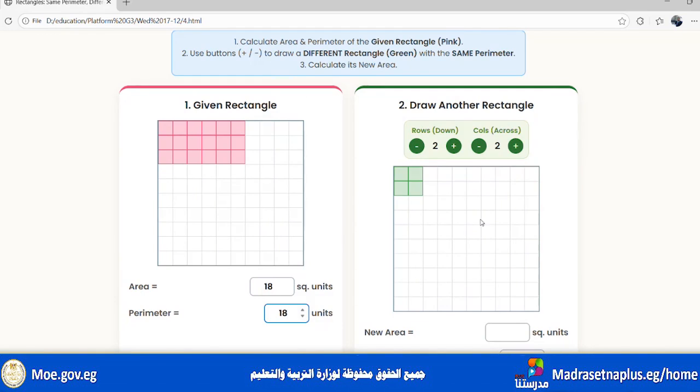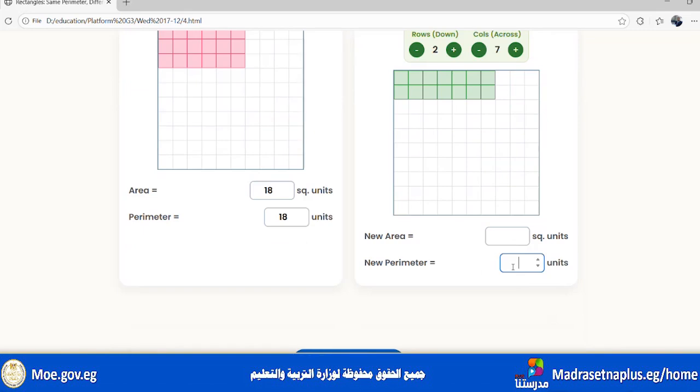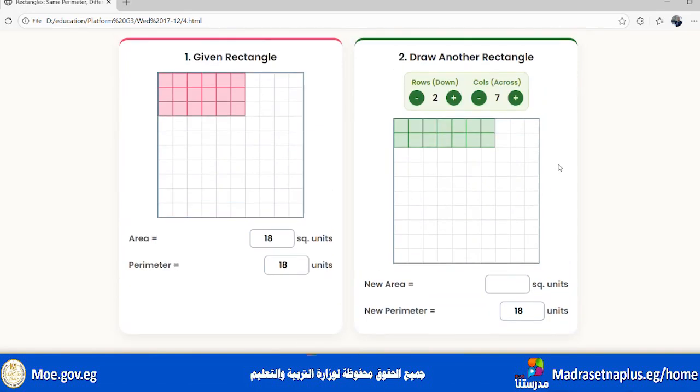We need to get 18. What about 7 and 2? Yes, 7 and 2 and 7 and 2 equals 18 units for perimeter. Now the two polygons have the same perimeter, 18, 18. What about area? The pink one is 18 square units. The green one, 2 times 7 equals 14 square units.